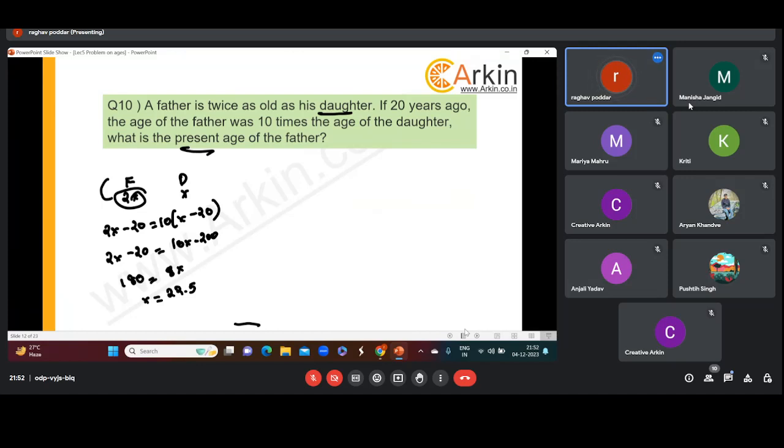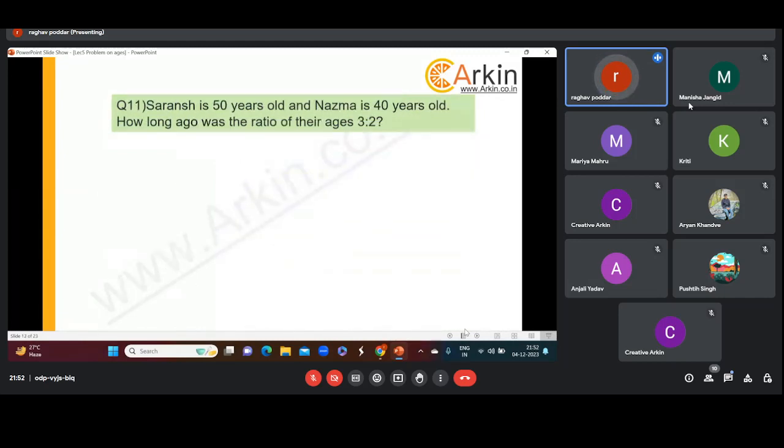Any doubts? Clear? Everyone understood? Super. Here is the next question. Question number 11. Saransh is 50 years old and Nazma is 40 years old. How long ago was the ratio of their ages 3 is to 2?